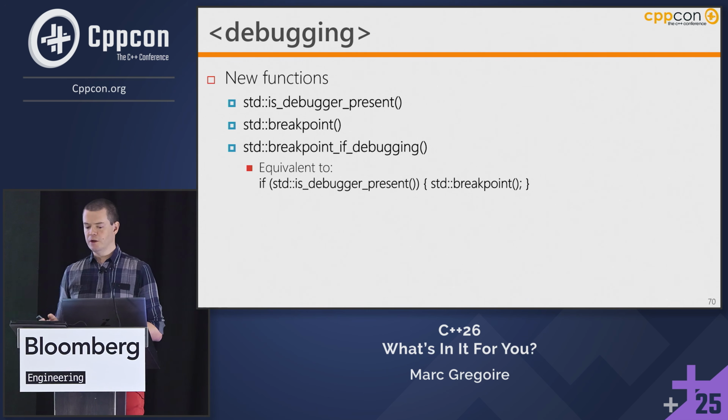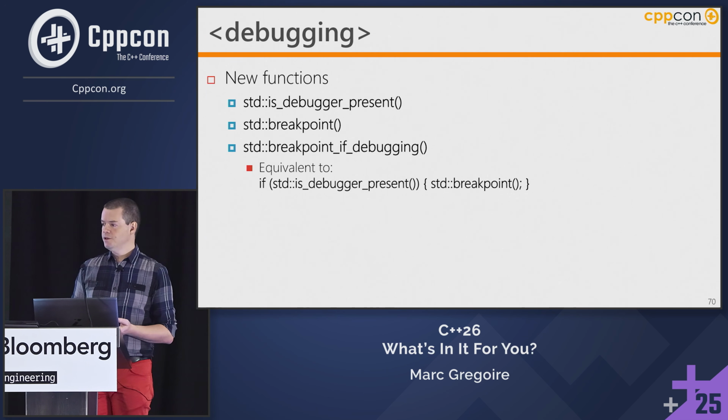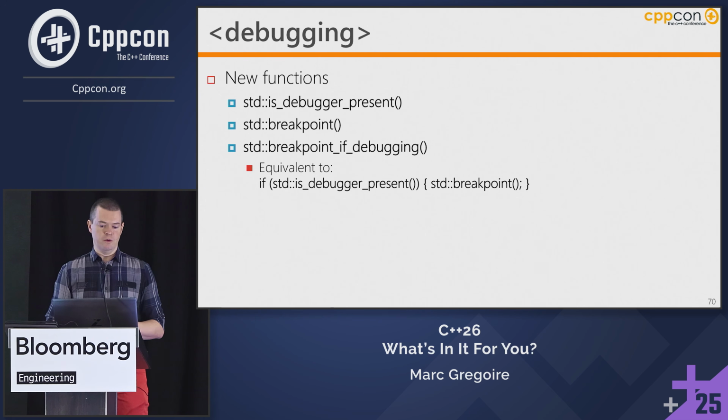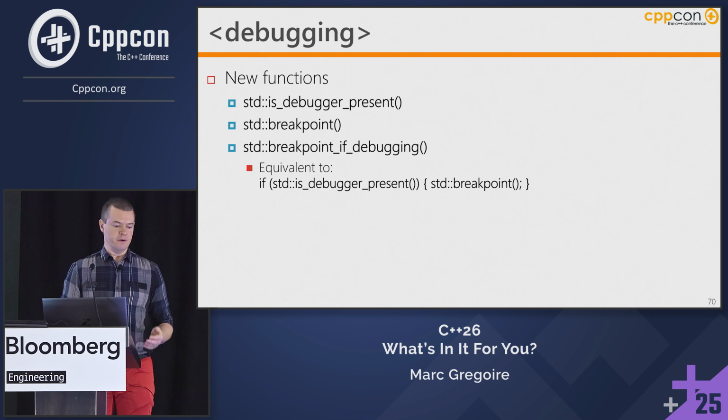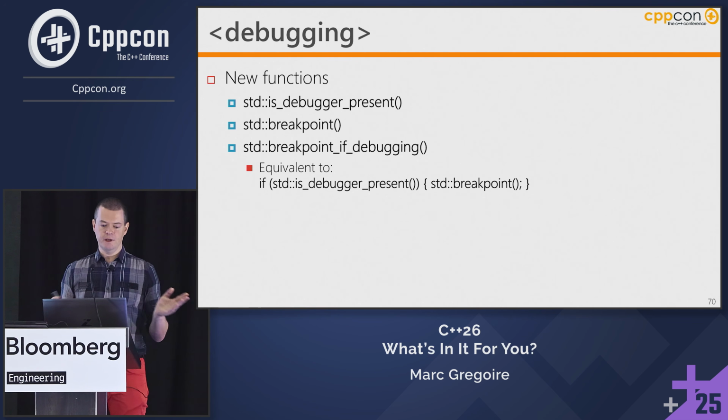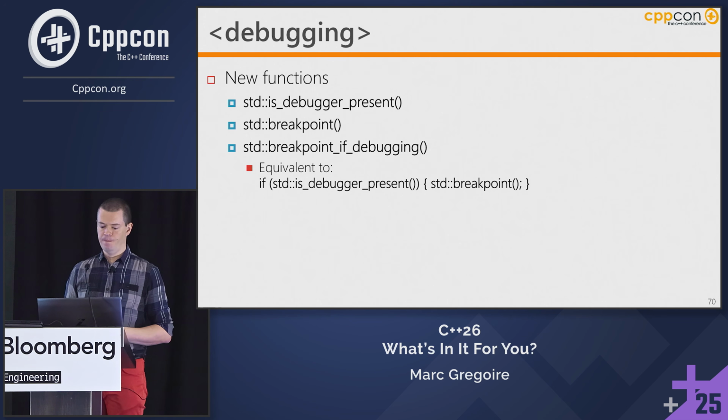Debugging, there is a new debugging header. You can now easily and platform independently check if a debugger is attached. You can programmatically trigger a breakpoint, or you can programmatically trigger a breakpoint only if a debugger is attached. All of that is now platform independent.